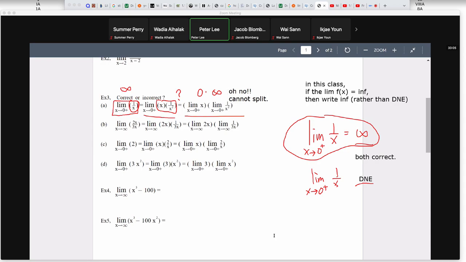So now if you look at part B, can you split that? No, you cannot split that either. That's infinity times that. You cannot split that.